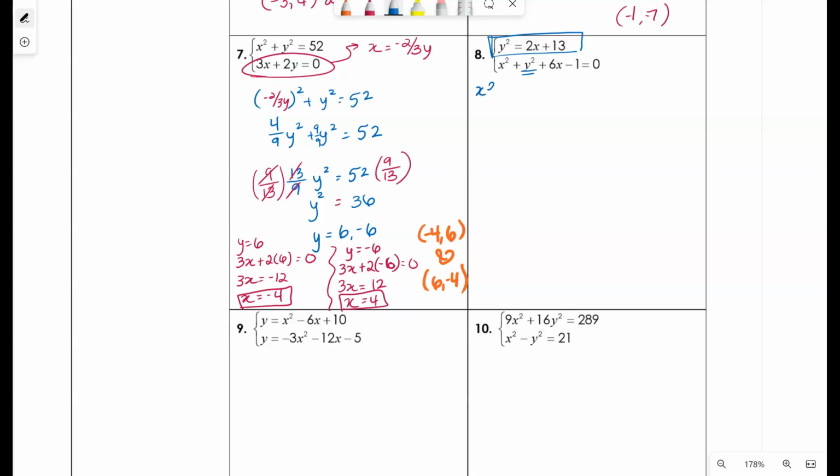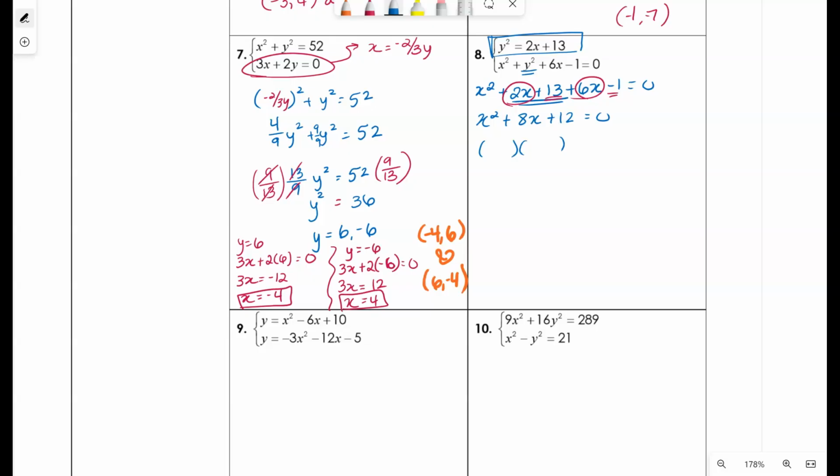So I'm going to have x squared plus 2x plus 13 plus 6x minus 1 equals 0. Remember, this is just substituted in for that y squared. So let's combine our like terms here. I have a 2x and a 6x, I have a 13 and a negative 1. So when we combine our terms, we end up with x squared plus 8x plus 12 equals 0.